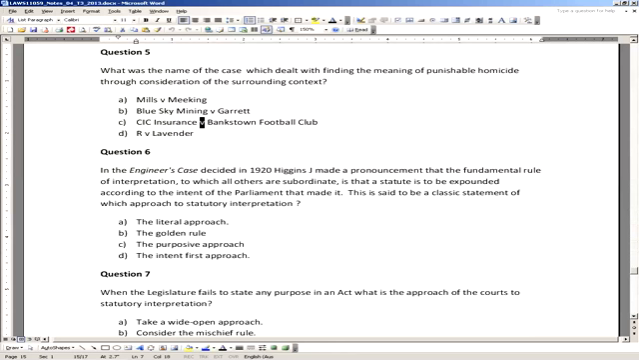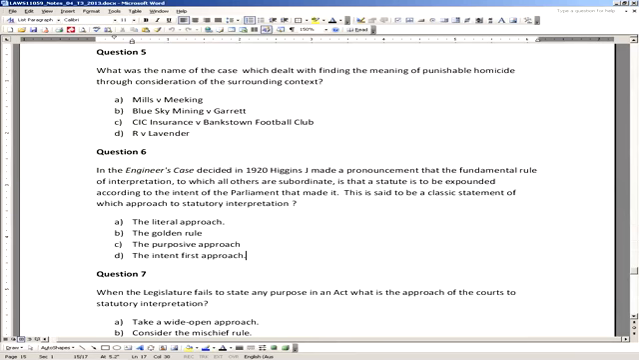In the engineer's case decided in 1920, Higgins made a pronouncement that the fundamental rule of interpretation to which all others are subordinate is that a statute is to be expounded according to the intent of the Parliament that made it. This is said to be a classic statement of which approach to statutory interpretation? Somebody else. Who else we got out here? Yes. The literal approach. Literal approach? Yeah. And remember I was talking about the Duke of Westminster's case, which is about the same time. I think it's maybe 1932. But it's in that interwar period, and it's very much the literal period.